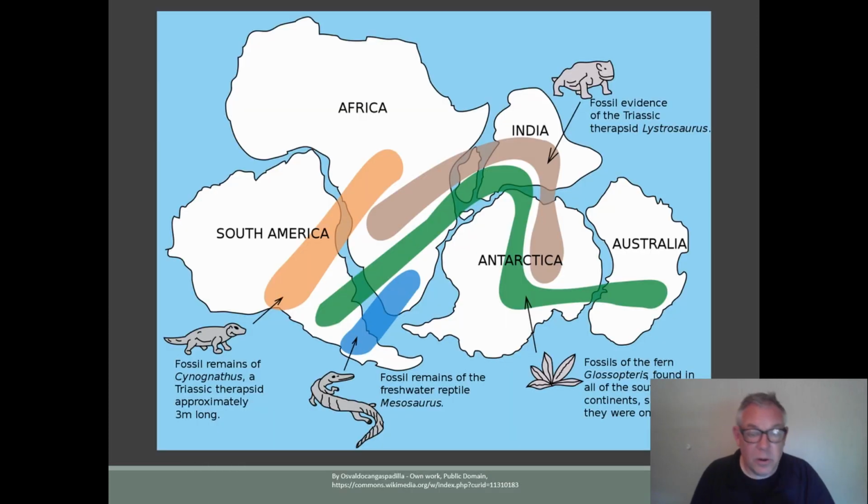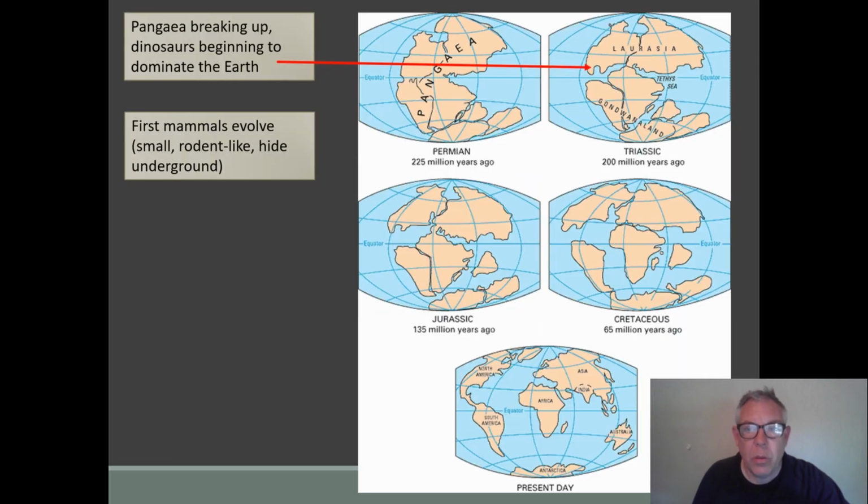And we saw this graph earlier. If we look at distributions of fossils of many different organisms, based upon where the continents are today, you think, gosh, this doesn't make much sense. But when you realize that all those continents were stuck together, it makes a lot more sense.